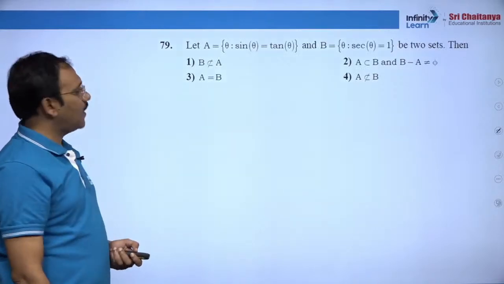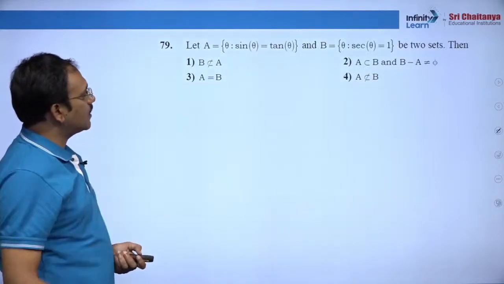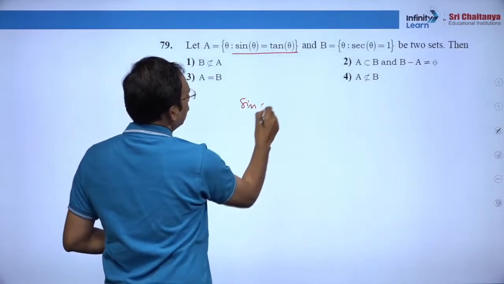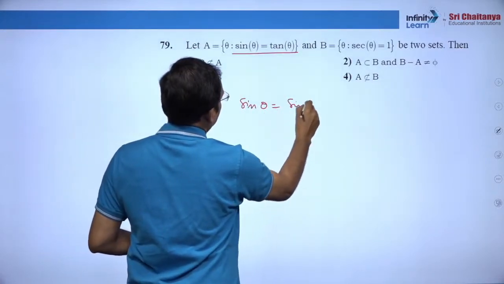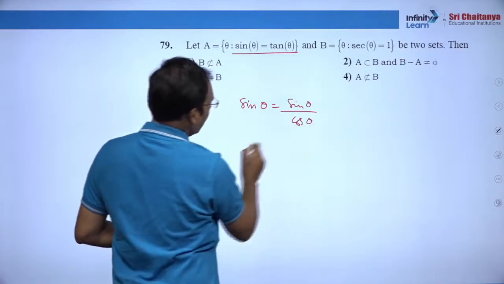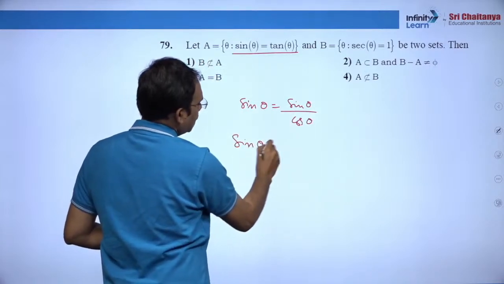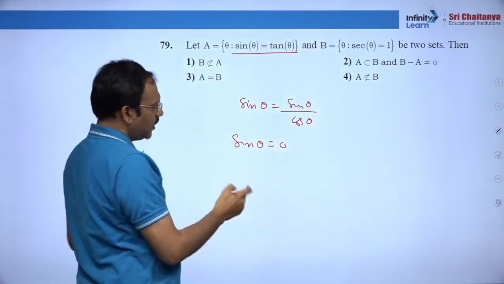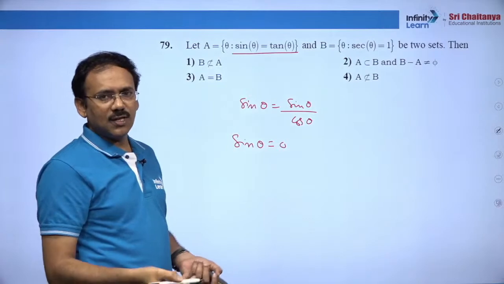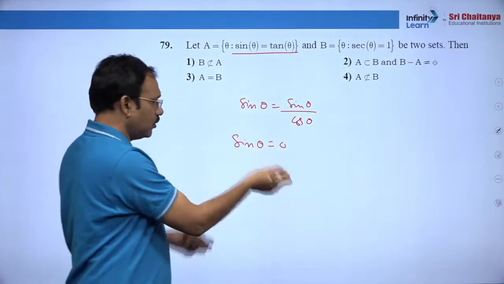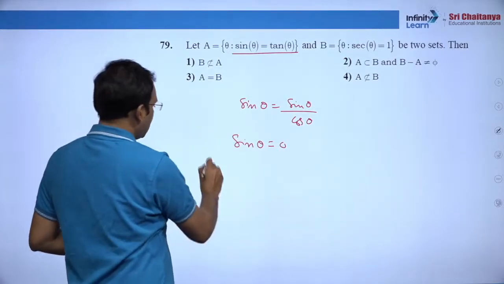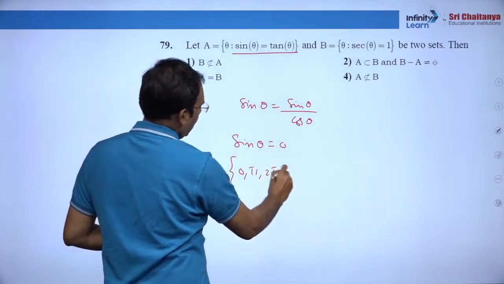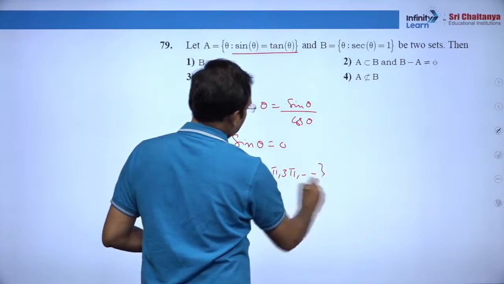Next, you see set A is sin theta equals tan theta. That means sin theta is equal to sin theta by cos theta. So I can say either sin theta is equal to 0 or cos theta is equal to 1. Generally, whenever sin theta is 0, cos theta can be 1 or minus 1, and those solutions are also included. So set A contains 0, pi, 2 pi, 3 pi, all the multiples of pi.